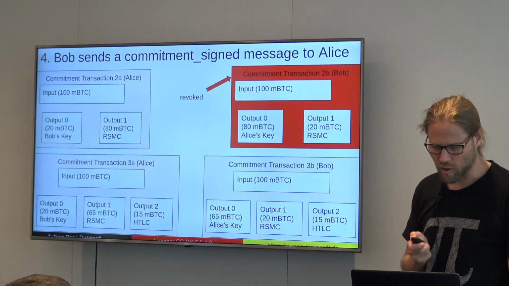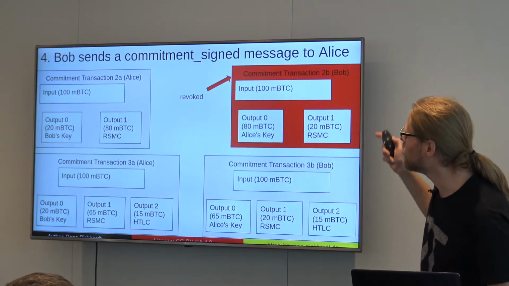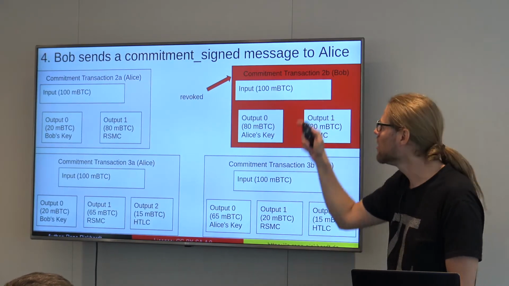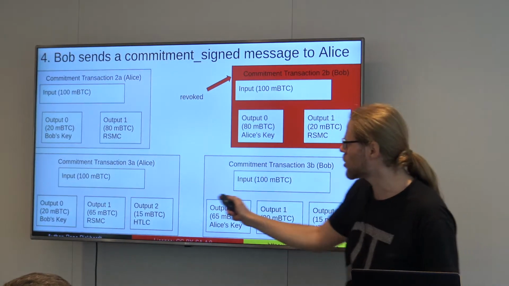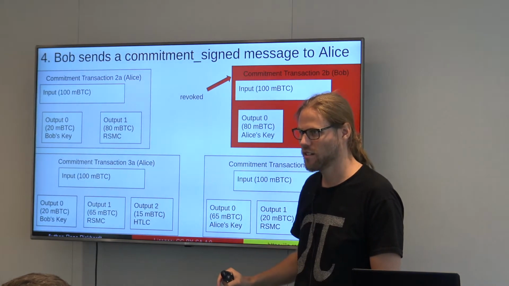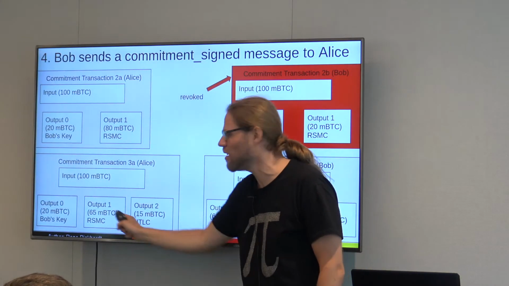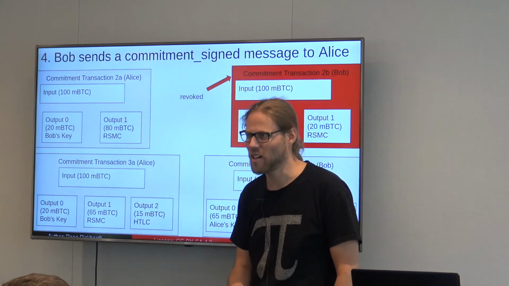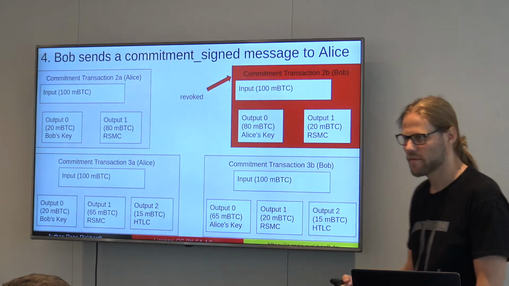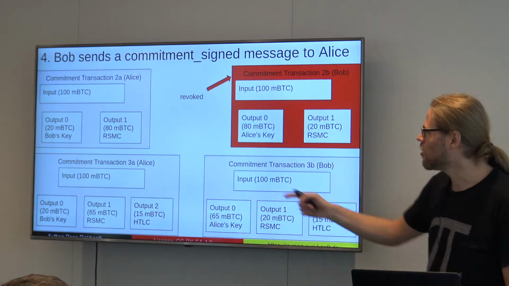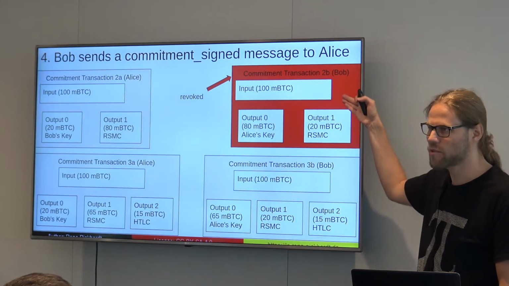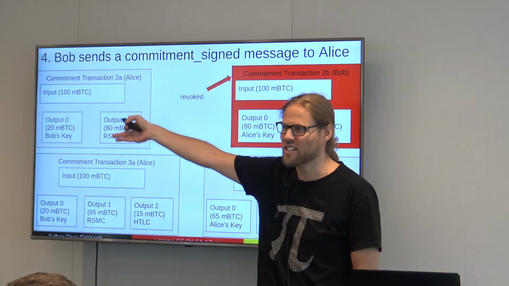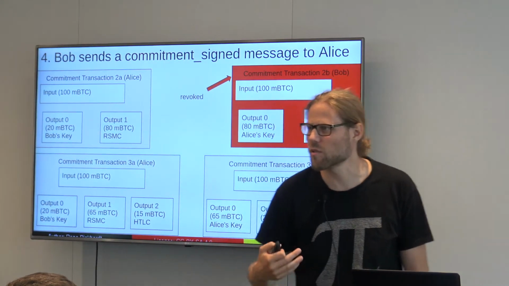Okay, so how does the protocol continue? Well, Bob sends his commitment signed message, right? So this goes pretty much in your direction, which means Bob now sends a signature for this commitment transaction, right? And again, Alice never sees this entire commitment transaction signed, just his part of the signature. So now this is how the protocol looks like. This one is revoked. Alice still is able to publish this one, but Alice really wants the payment to go forward, right?